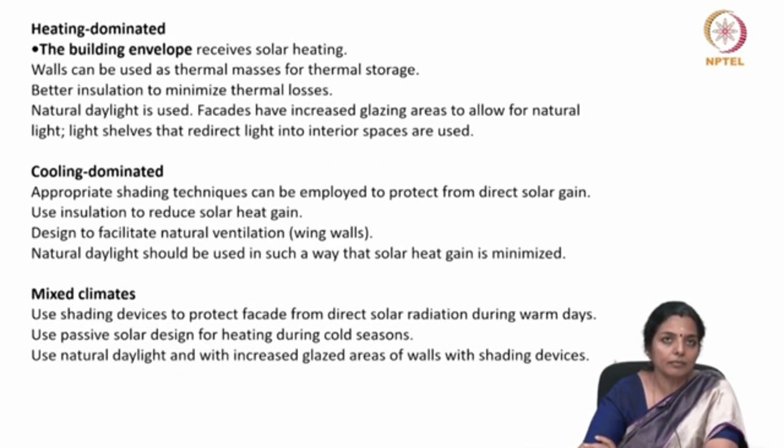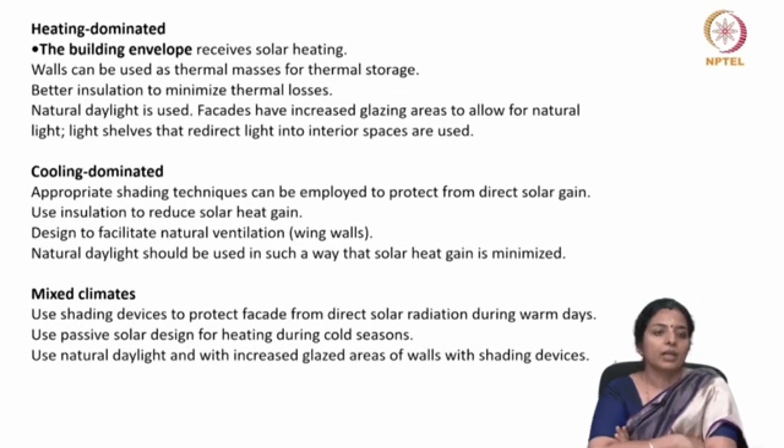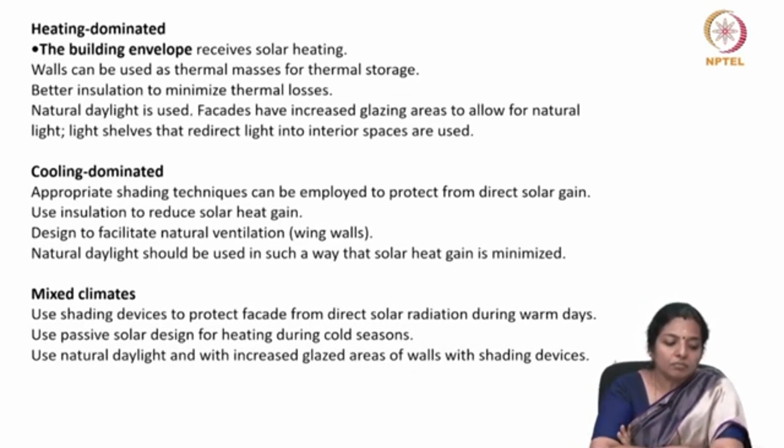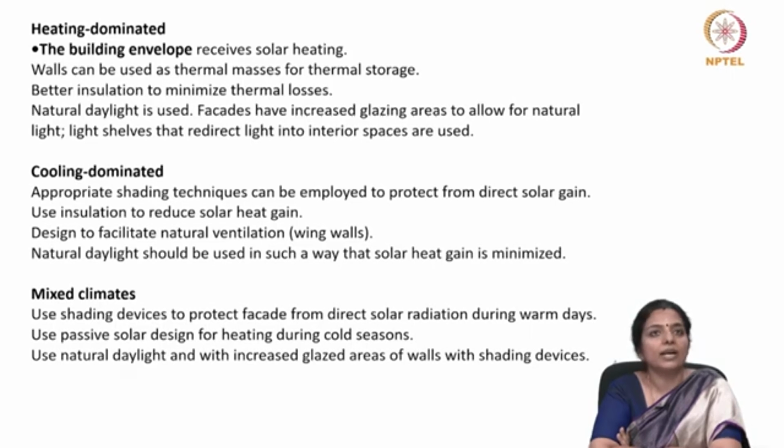Now, if we look at the heat dominated building envelope, heat dominated areas receive a lot of solar radiation. The walls act like thermal storage. Hence, we need better insulation to minimize the thermal losses, and natural daylight is used. Facades have increased glazing areas to allow for natural light, and light shelves that redirect light into interior spaces must be used.